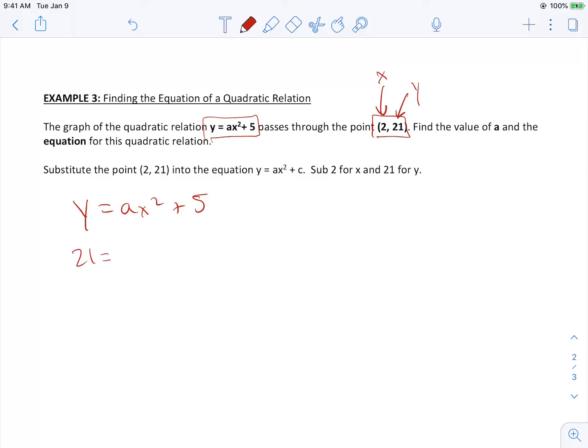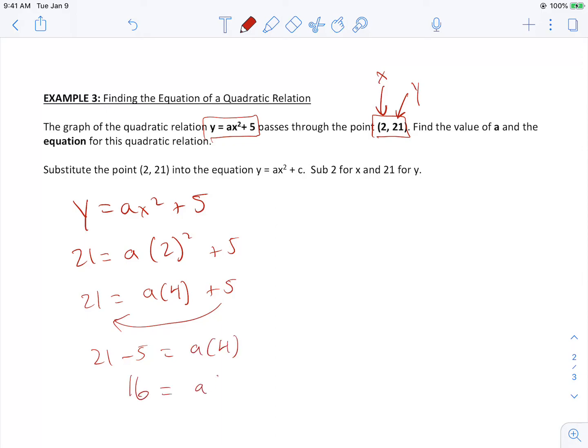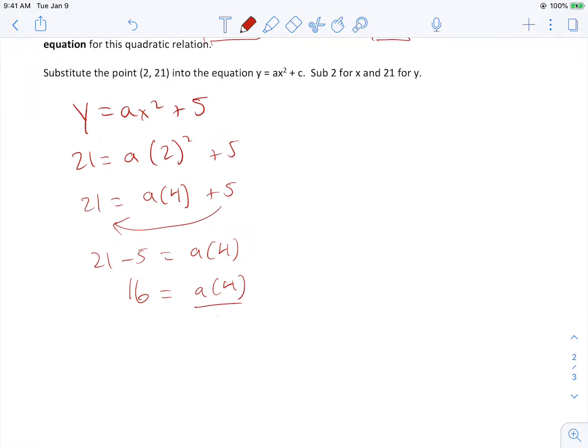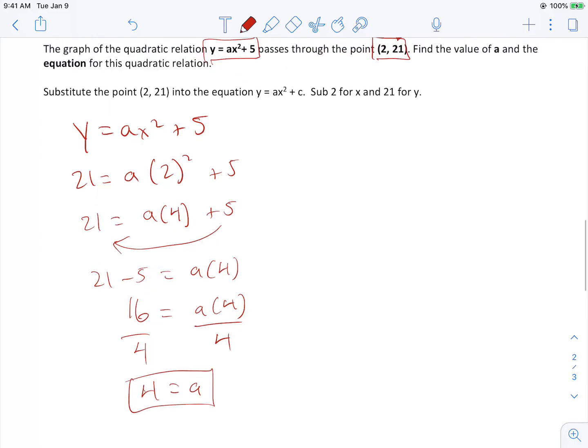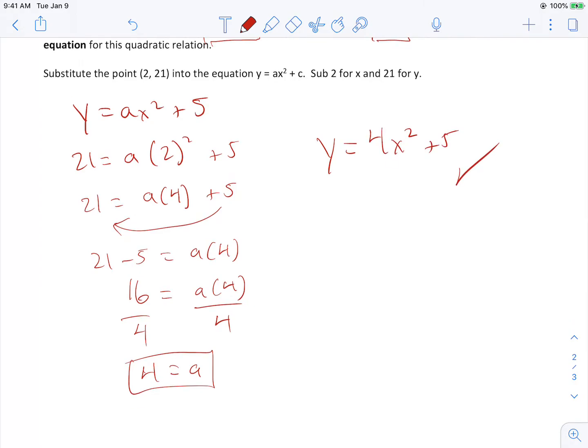So what we are going to do here is substitute that in. We'll have 21 equals a, and then x squared, which is 2 squared, plus 5. So we have 21 equals 2 squared, which is 4, so a times 4 plus 5. We'll bring that 5 over. We get 21 minus 5 equals a times 4. 16 is going to equal a times 4, and let's divide both sides by 4 to get that a by itself. We get 4 equals a. So what is the equation? The equation would be y equals, instead of a, we're going to have 4x squared plus 5. Perfect.